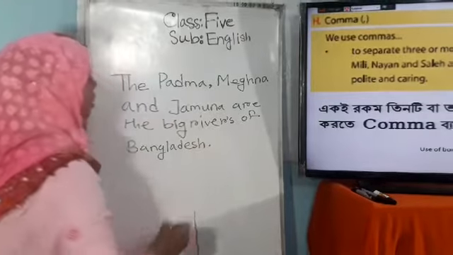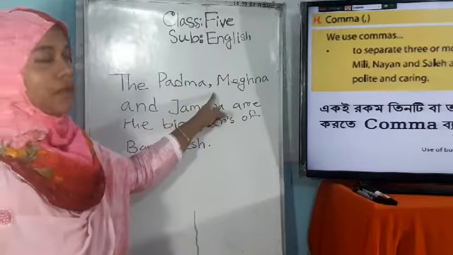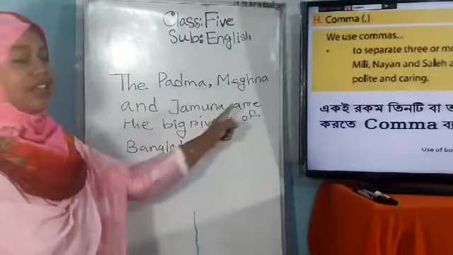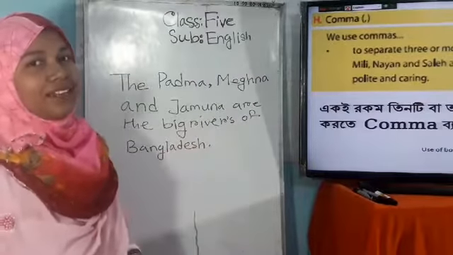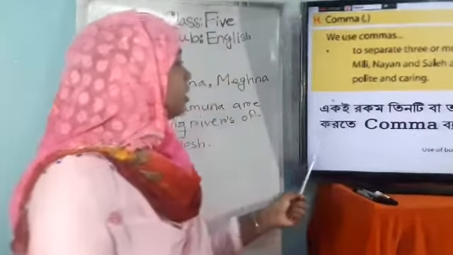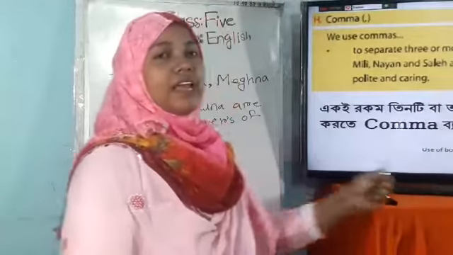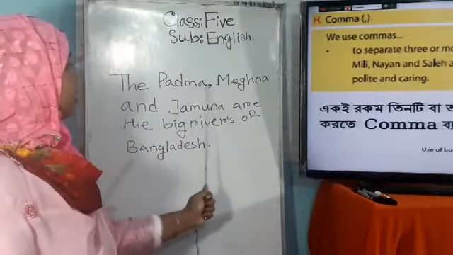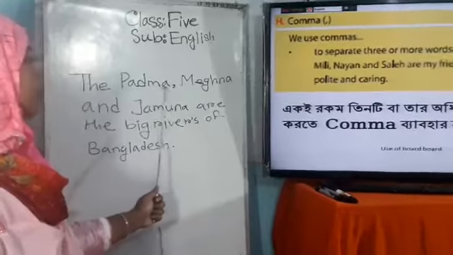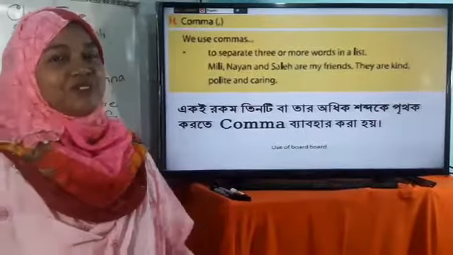শিক্ষার্থী বন্ধুরা তোমরা উদাহরণটি দেখো। I use this comma after the Padma, the Meghna and the Jamuna are the big rivers of Bangladesh. শিক্ষার্থী বন্ধুরা আমাদের ব্যবহারটি দেখাখানে বলা হয়েছে একই রকম তিনটি বা তার অধিক শব্দকে পৃথক করতে কমা ব্যবহার করা হয়। আমিও ঠিক তেমনি একই রকম তিনটি যেমন পদ্মা, মেঘনা এবং যমুনা তিনটি নদীর নাম, সেখানে প্রথম নামের পরে আমি কমা ব্যবহার করেছি। And I think you can understand this use of comma.